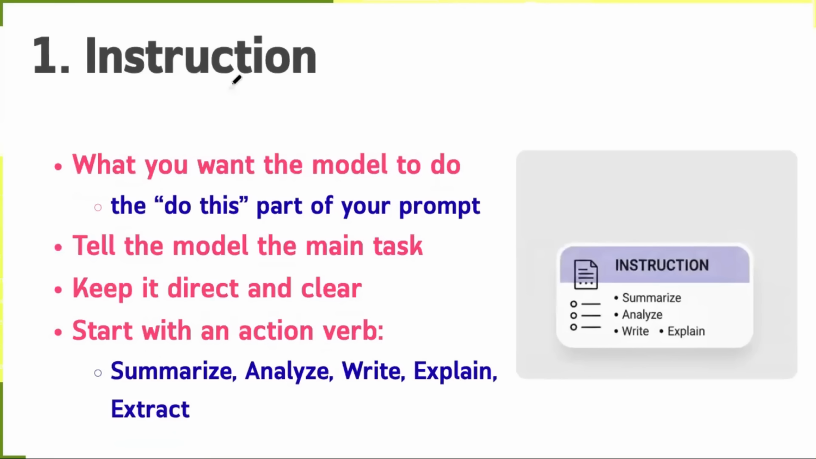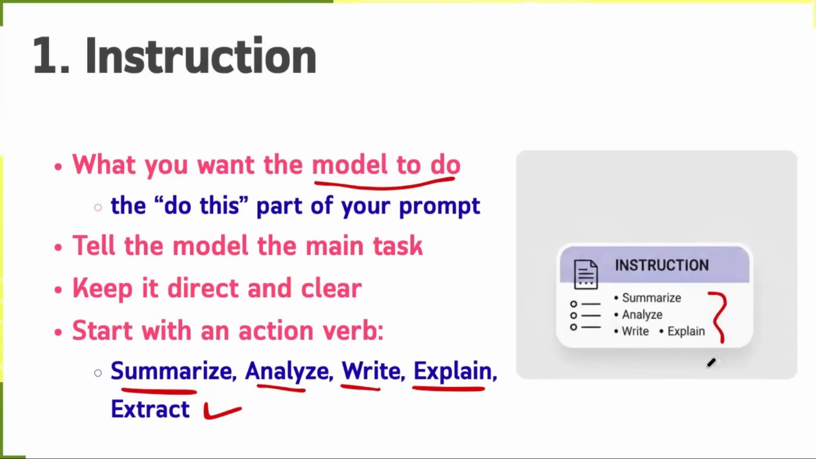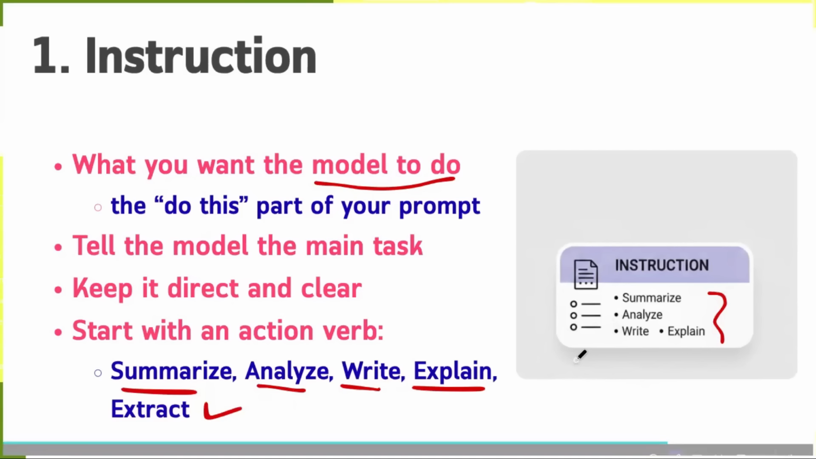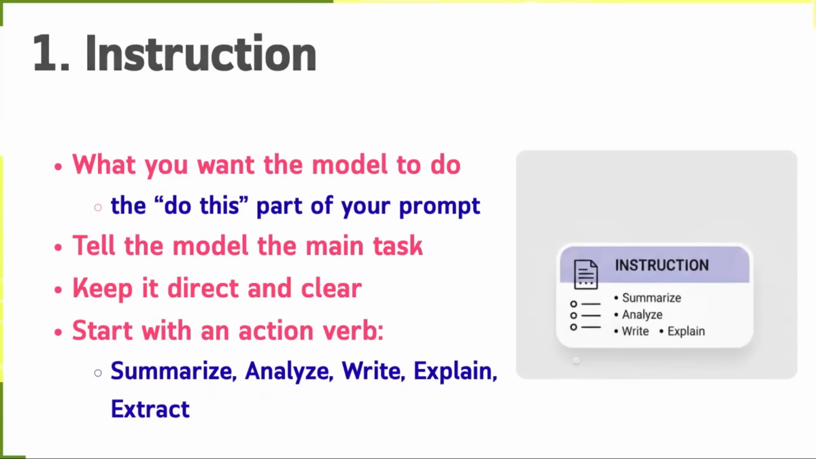The first one is instruction. Instruction is the first and most important part of any prompt. This is where you tell the model exactly what you want it to do. Keep it simple, don't overthink it. A good instruction usually starts with an action verb like summarize, analyze, write, explain, or extract. These verbs help the model lock onto the task right away. If the instruction is vague, the output will be vague. When the instruction is clear, the whole prompt becomes stronger. This is why we always start here.